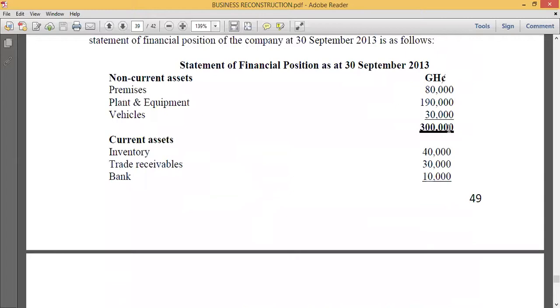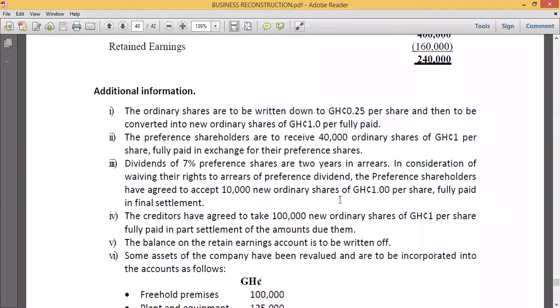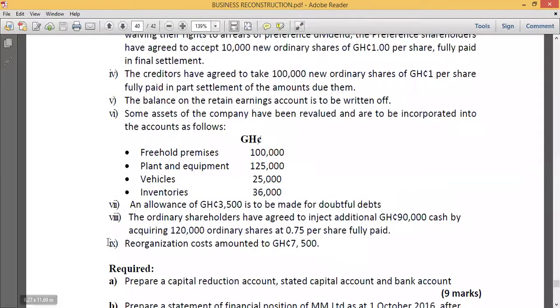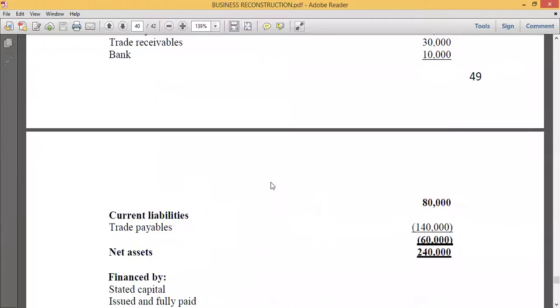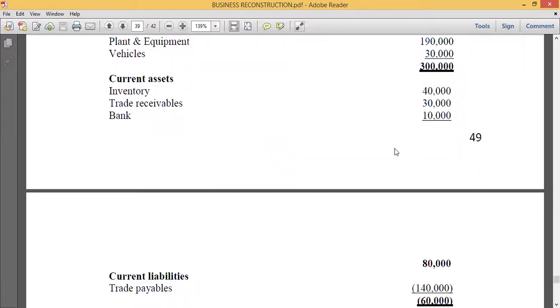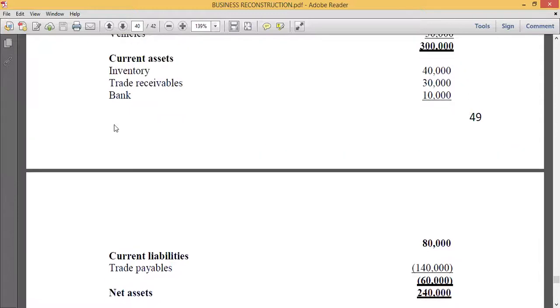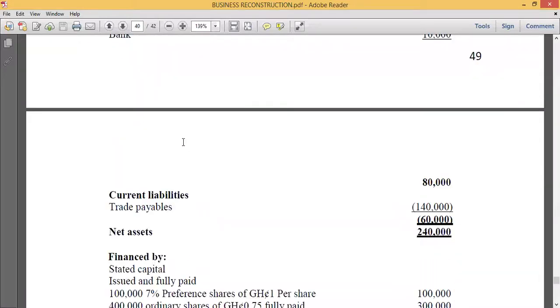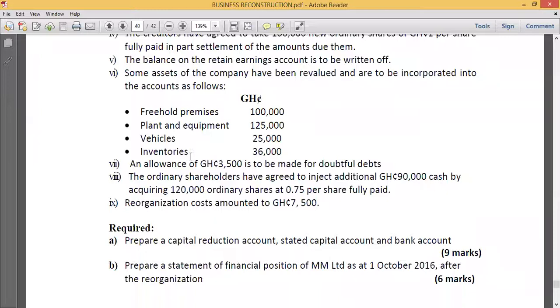The vehicles here is 30,000. So they are losing by 5,000. Inventory. Normally, we want the NRV. The fair value or the revalued amount of the inventory is 36,000. Meanwhile, the current amount of the inventory is 40,000. So they're also losing by 4,000. Good. What about trade receivable and bank? There's no change there. Now let's see.